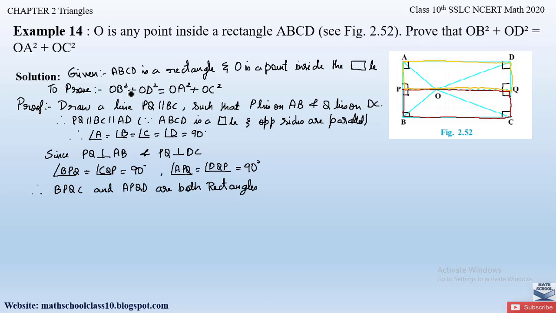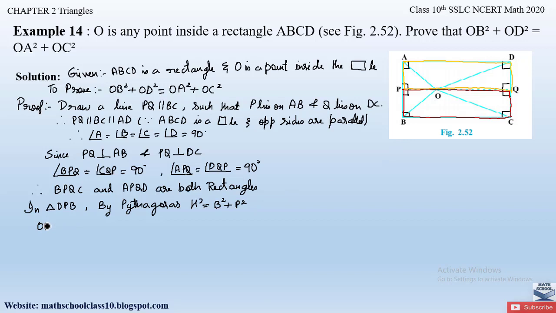So if you observe what we have to prove now, we have to prove OB square plus OD square is equal to OA square plus OC square. So let us form a triangle by the side OB. Here if you observe, we have a side OB. So which triangle is formed? It is OPB, and it is also a right angle triangle since angle BPQ equals 90 degrees, that we have already written down. So write down: in triangle OPB, applying the Pythagoras theorem, we have hypotenuse square is equal to the base square plus the perpendicular square. So the hypotenuse here is OB.